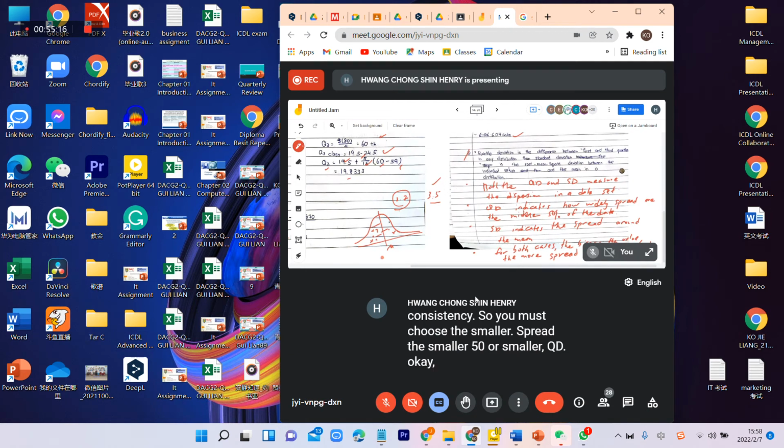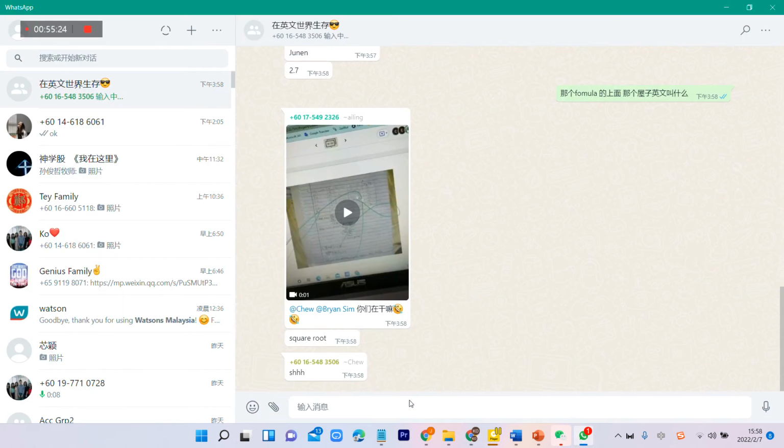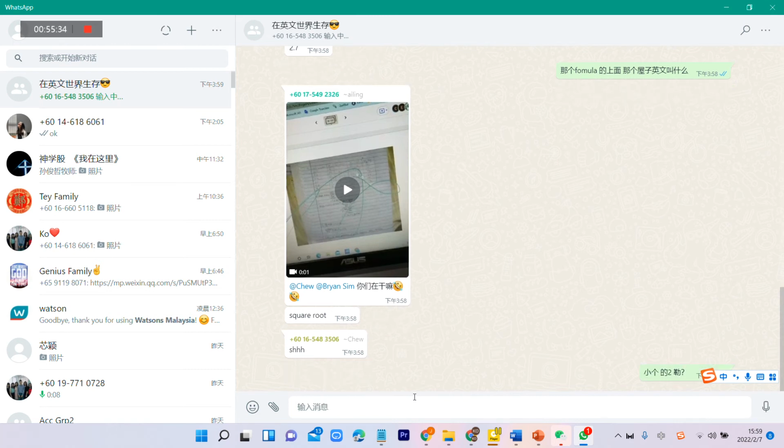Okay, choose the smaller QD or SD. Why? Because it is less spread. Less spread means less dispersion. Spread and dispersion are the same thing. Less spread, less dispersion means higher consistency.